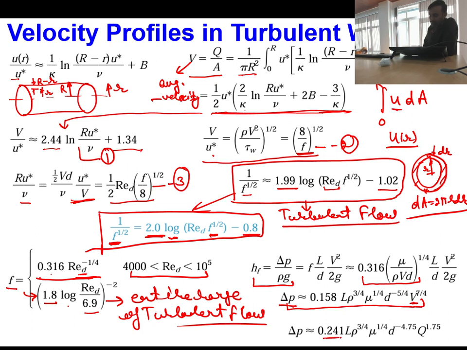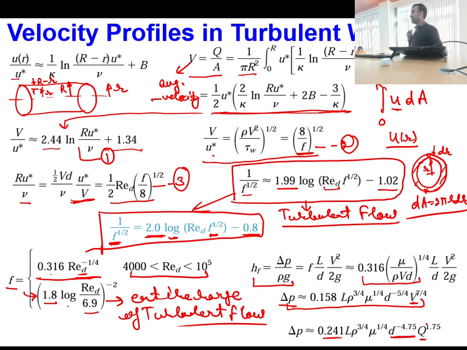So of course the value of constant is modified from 0.158 to 0.241, plus in place of velocity I will be getting Q power 1.75, and along with that the power of diameter will also be modified. Okay, so power of diameter over here is coming out to be minus 4.75. So now we have one very important conclusion over here, particularly from the application point of view.